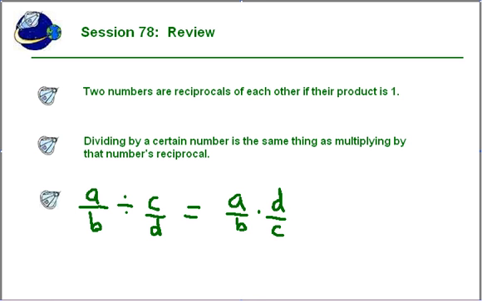As a review, two numbers are reciprocals of each other if their product is 1. Dividing by a certain number is the same thing as multiplying by that number's reciprocal. And then in written form here, a over b divided by c over d is the same thing as a over b times the reciprocal of c over d, which is d over c. That'll finish up then session 78.